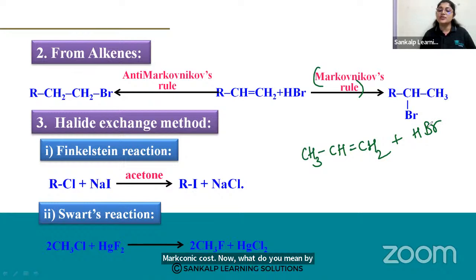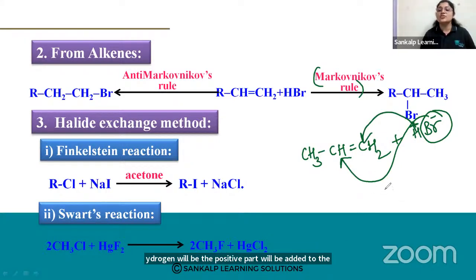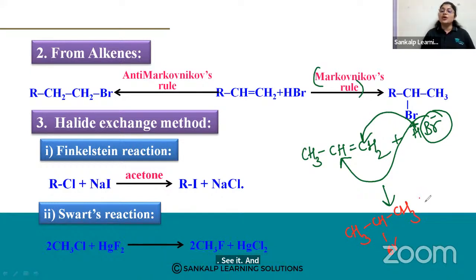In Markovnikov's rule, whenever you have an unsymmetrical alkene, the addition of halogen acid takes place in such a way that, if I break this bond, it will break into H plus and Br minus. The negative part of the halogen acid will be added to the carbon which has the least number of hydrogen atoms, and the positive part will be added to the carbon having more hydrogen atoms. So the answer will be CH3, CH, Br, and CH3, right? So this is your Markovnikov's rule.